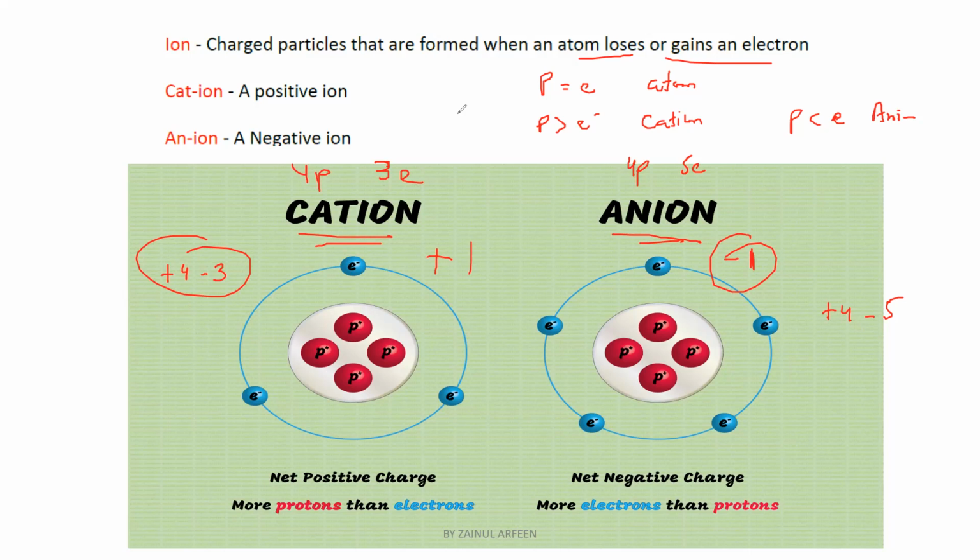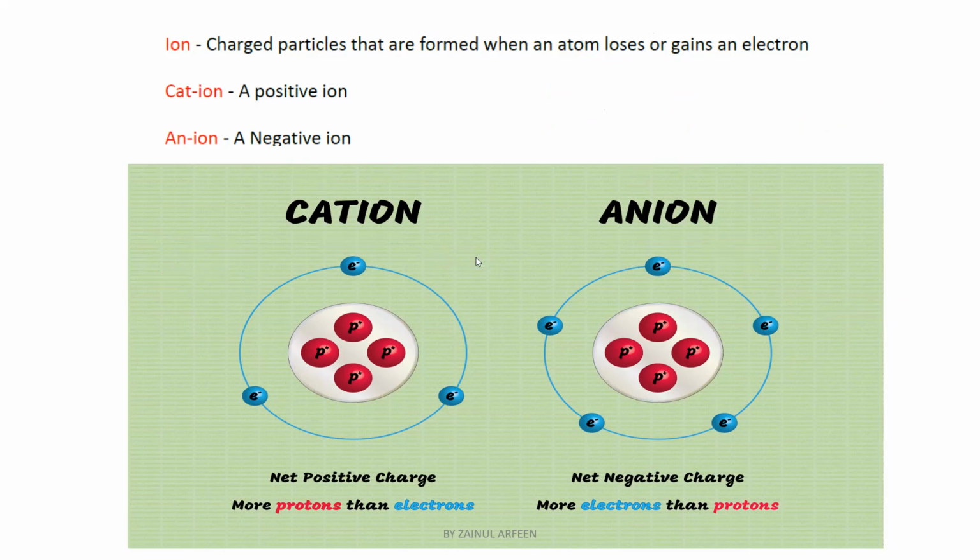And for example, if we have 5 protons and 3 electrons, the charge will be plus 2. So the charge can change depending on the number of protons and electrons, and how the atom forms the charge. It will either lose or gain electrons. If it loses electrons, it will form a positive ion. If it gains electrons, it will form a negative ion.